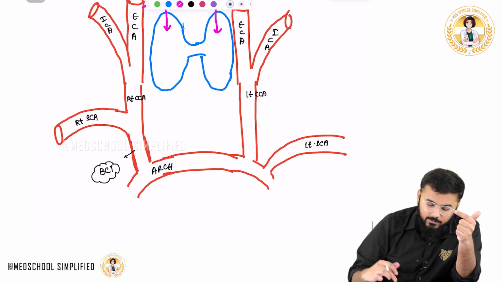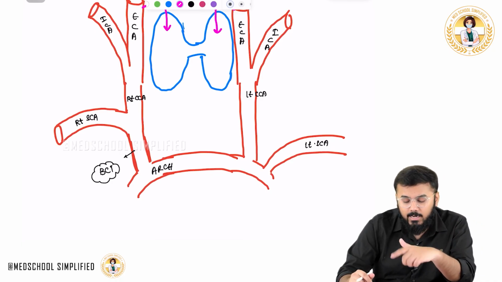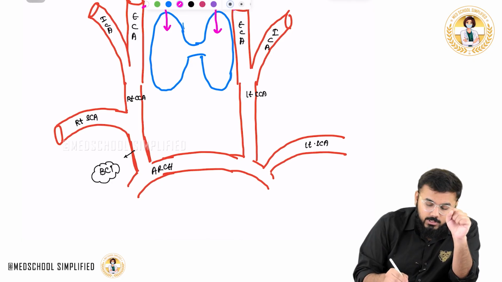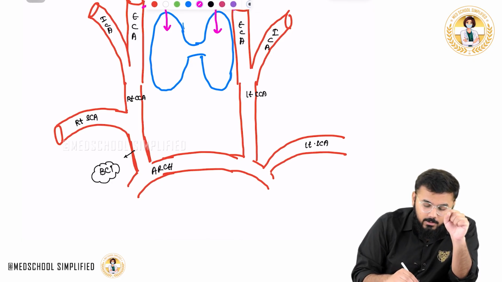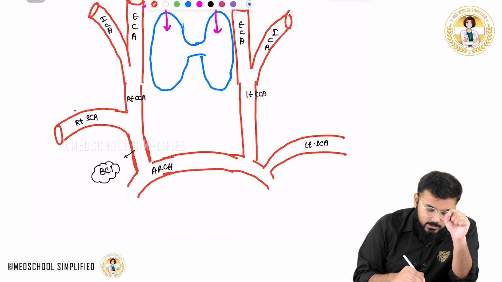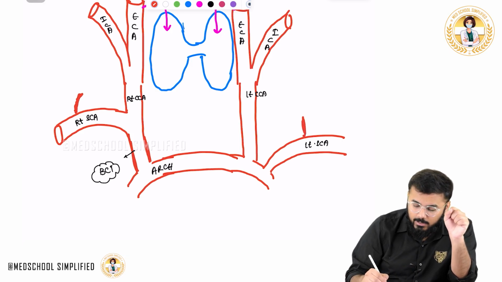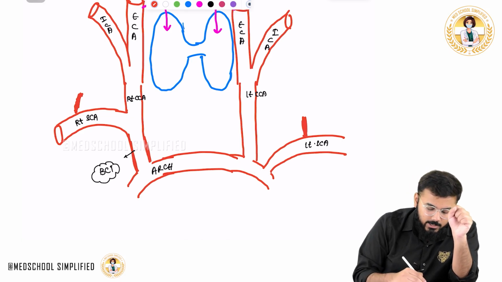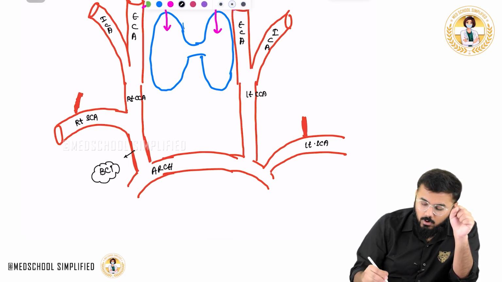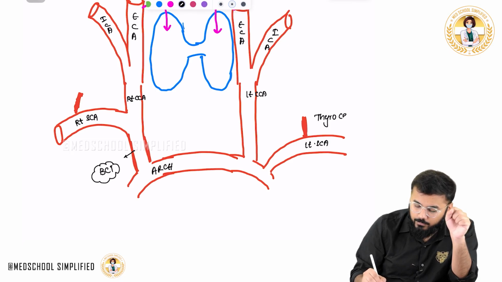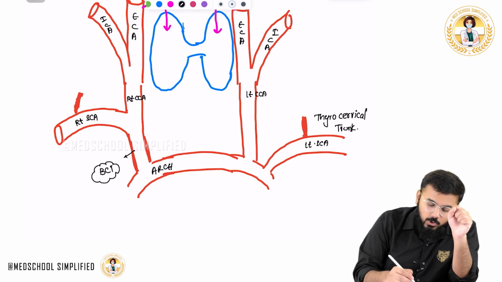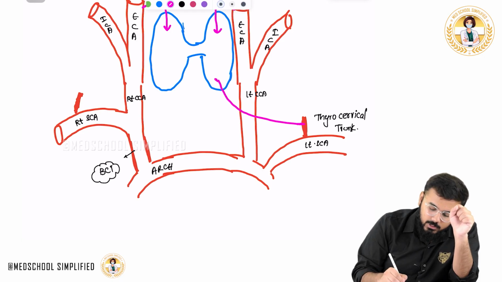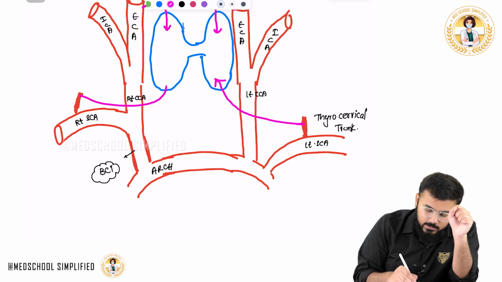Now in the same way, from your right subclavian artery and left subclavian artery also, you see a branch that is coming like this. This branch over here is called your thyrocervical trunk. Now one of the branches of the thyrocervical trunk supplies the thyroid gland at the lower aspect like this.